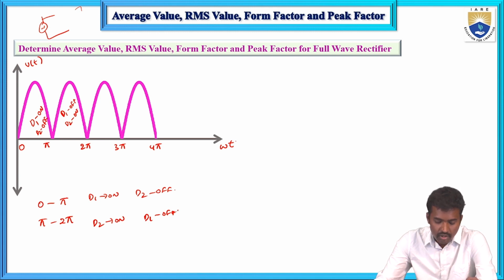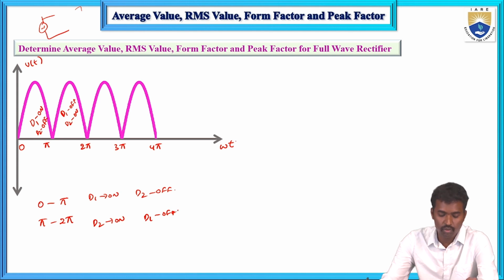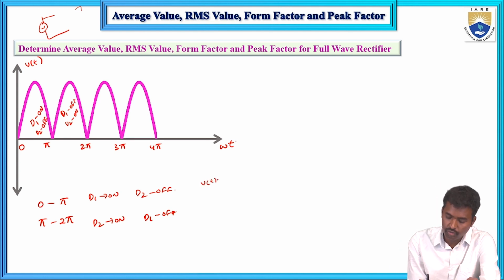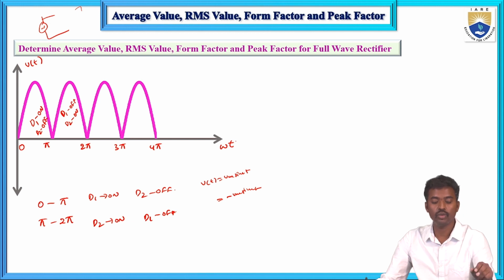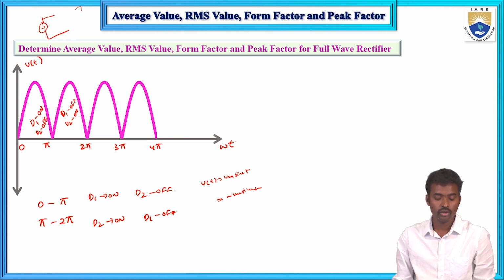In this, same thing, it follows the supply voltage. So V of t equals Vm sin omega t, and in this case V of t equals minus Vm sin omega t. Now here to calculate the average value, first step is we need to determine whether it is a symmetrical or asymmetrical waveform. This is the asymmetrical waveform, because there is no negative half cycle, only positive half cycle.